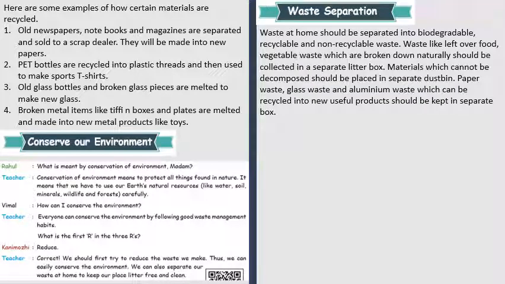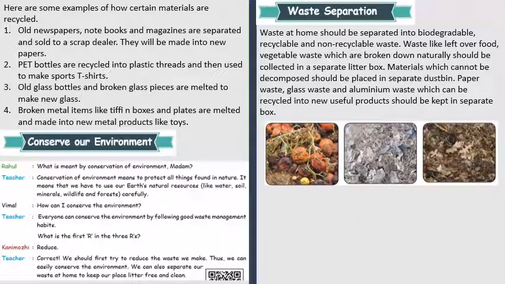What is waste separation? Waste at home should be separated into biodegradable, recyclable and non-recyclable waste. Waste like leftover food, vegetable waste which can be broken down naturally should be collected in separate litter box. Materials which cannot be decomposed should be placed in separate dustbin. Paper waste, glass waste, aluminum waste which can be recycled into new useful products should be kept in separate box.